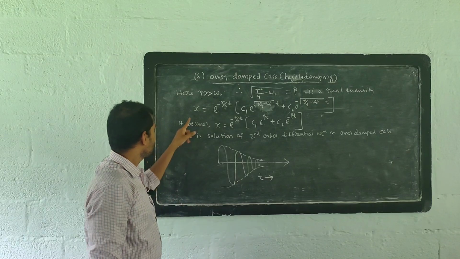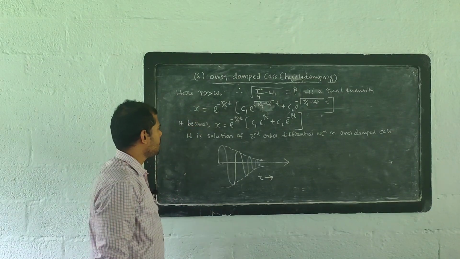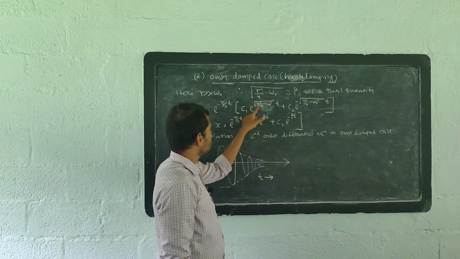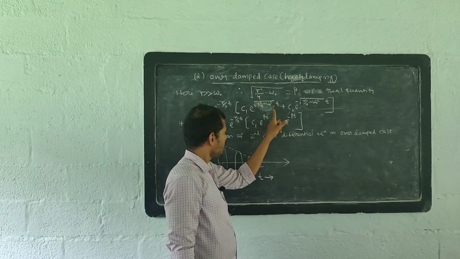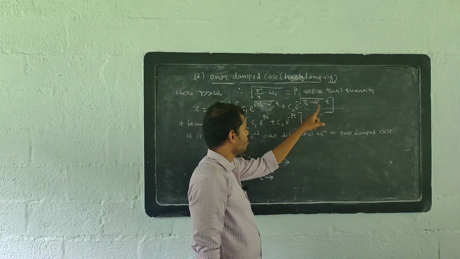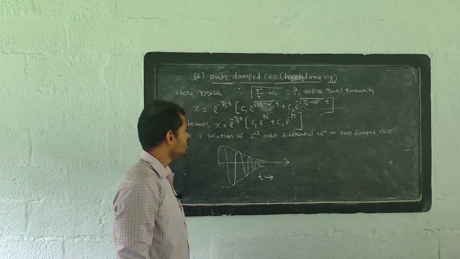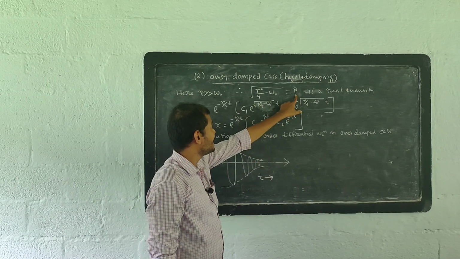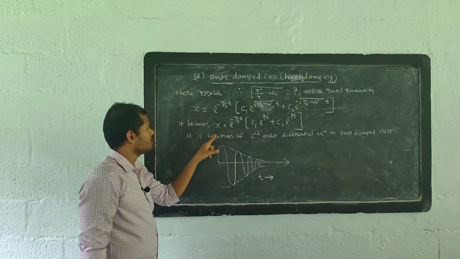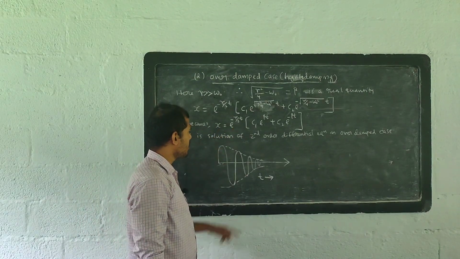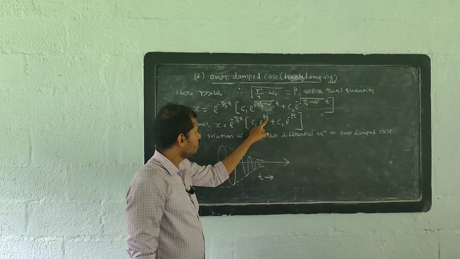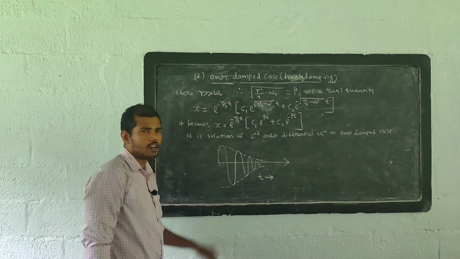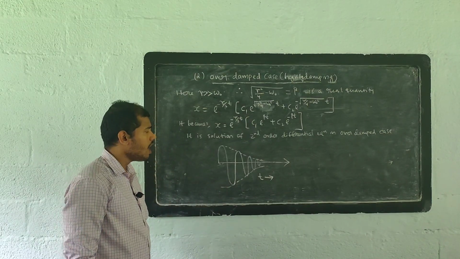Okay, we know the general expression for displacement in the case of a damped harmonic oscillator, that is x is equal to e raised to minus gamma by 2 t (c1 e raised to square root of gamma square by 4 minus omega 0 square into t plus c2 e raised to minus square root of gamma square by 4 minus omega 0 square into t). Here the square root of gamma square by 4 minus omega 0 square is beta, which is a real quantity. Therefore x is equal to e raised to minus gamma by 2 t into (c1 e raised to beta t plus c2 e raised to minus beta t). It is the solution of the second order differential equation in the case of an overdamped harmonic oscillator.